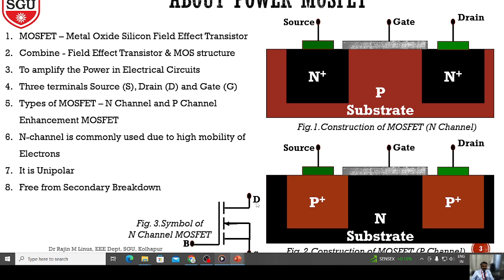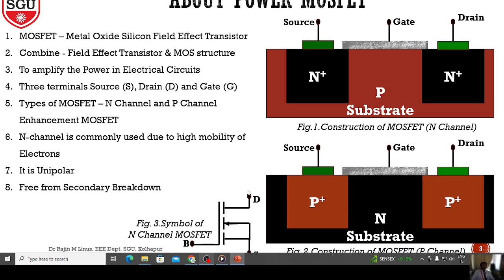Then if you see here, this is drain and source, and we can see the arrow mark of the n channel MOSFET is towards here. That means current is flowing from source to drain, not drain to source. That's why this arrow mark is like this. At the same time, in the p channel MOSFET, the arrow mark is away from this. That means current is flowing from drain to source, not source to drain. So that's why we have the arrow mark towards this in the n channel, and in the p channel the arrow mark is away from this.